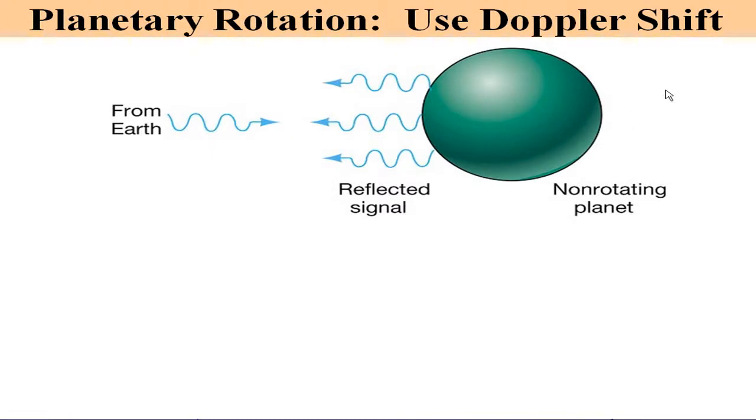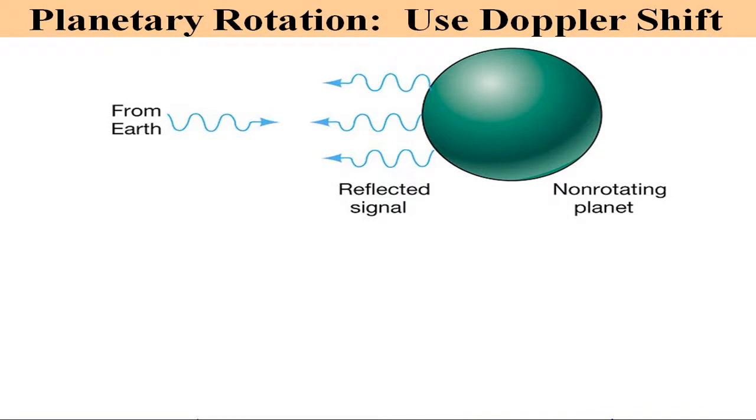We can get an idea of how fast Mercury is rotating by using the Doppler shift. If you send radar and you hit the planet, and if the planet is turning, then the part of the planet that's turning towards you is going to have a higher frequency because it is approaching you, and the part of the planet that is receding from you is going to have a lower frequency because it is receding, or redshifted in a sense, away from you.